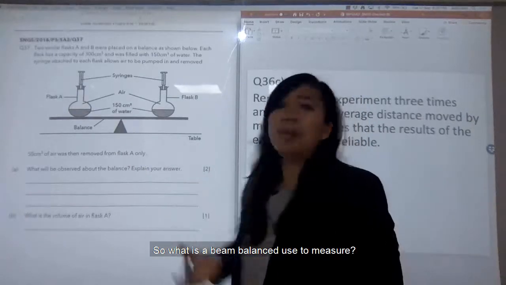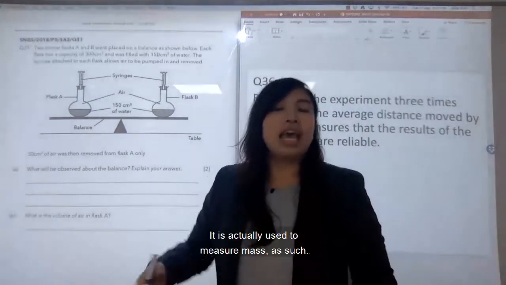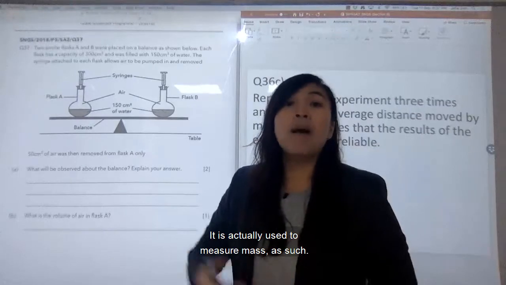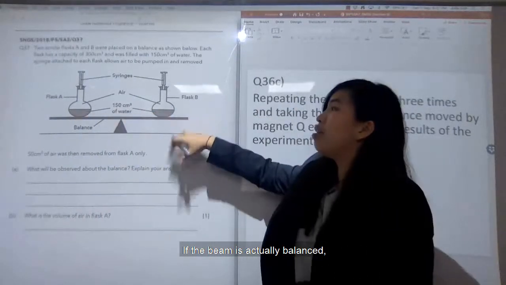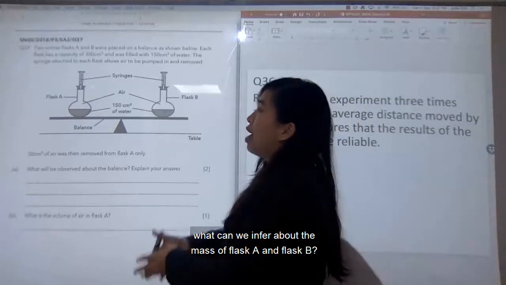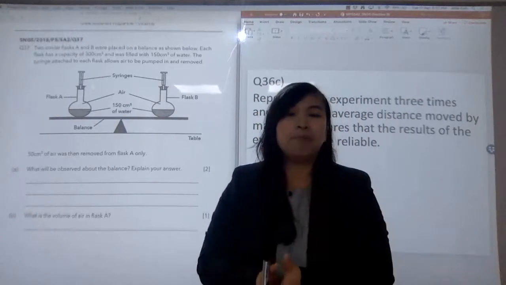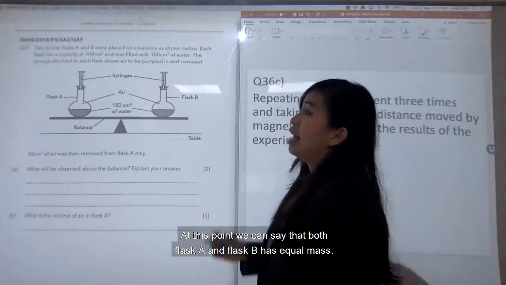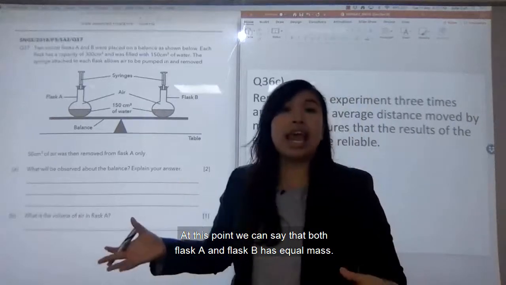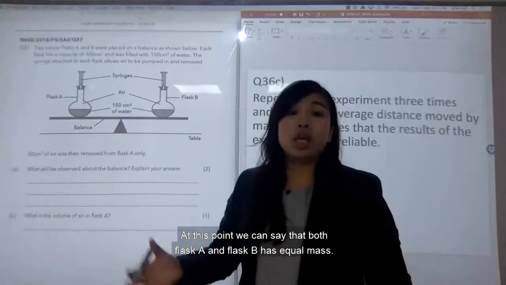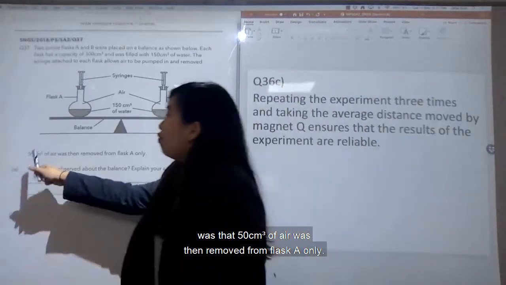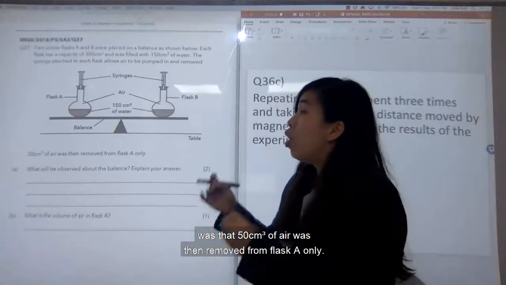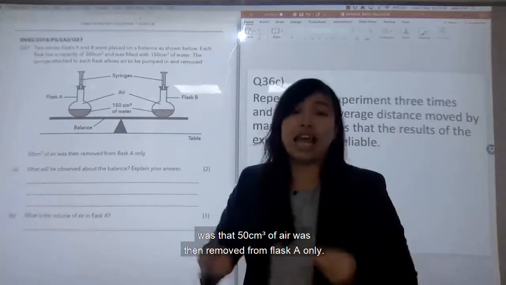So what is a beam balance used to measure? It is actually used to measure mass. As such, if the beam is balanced, what can we infer about the mass of flask A and flask B? At this point, we can say that both flask A and flask B have an equal mass. Now, what happens after that was that 50 cm cube of air was then removed from flask A only.